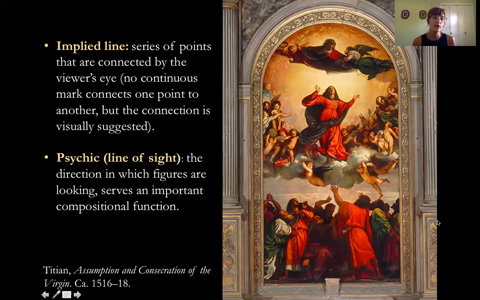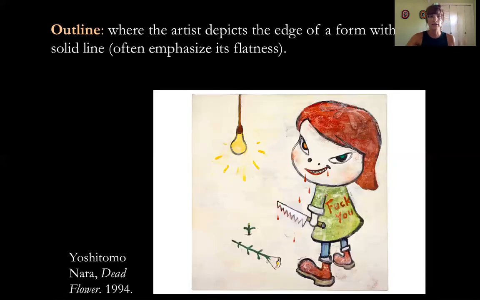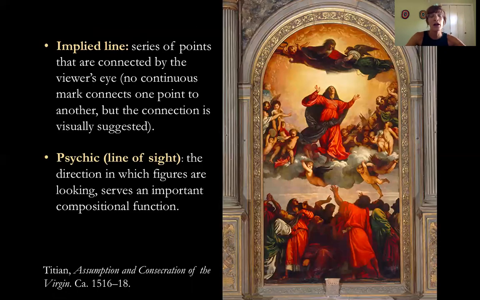So within line, there's also a couple other types of line. One is what we call implied line. This is a series of points that are connected by the viewer's eyes. This means no continuous mark connects one point to another. For instance, here with the outline, we do have lines that connect one point to the next, right? You can see the line there. Here you can't actually see the line. It is just visually suggested.